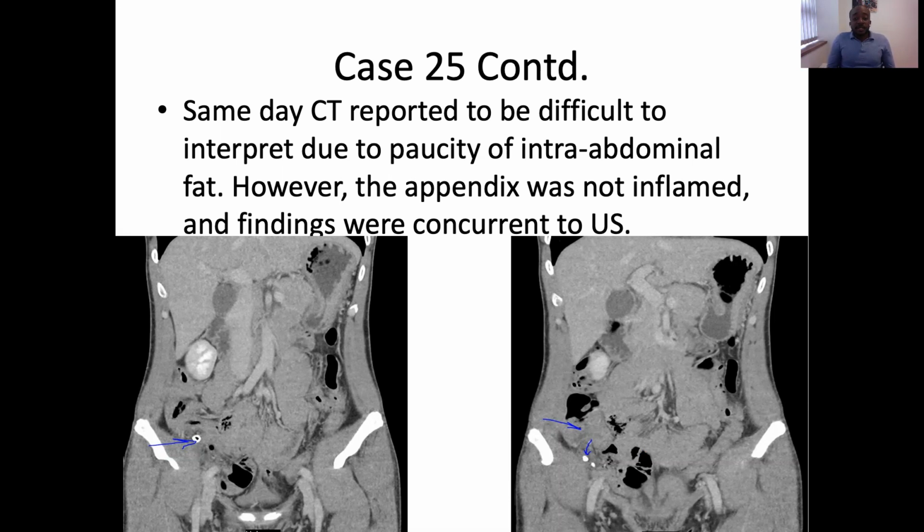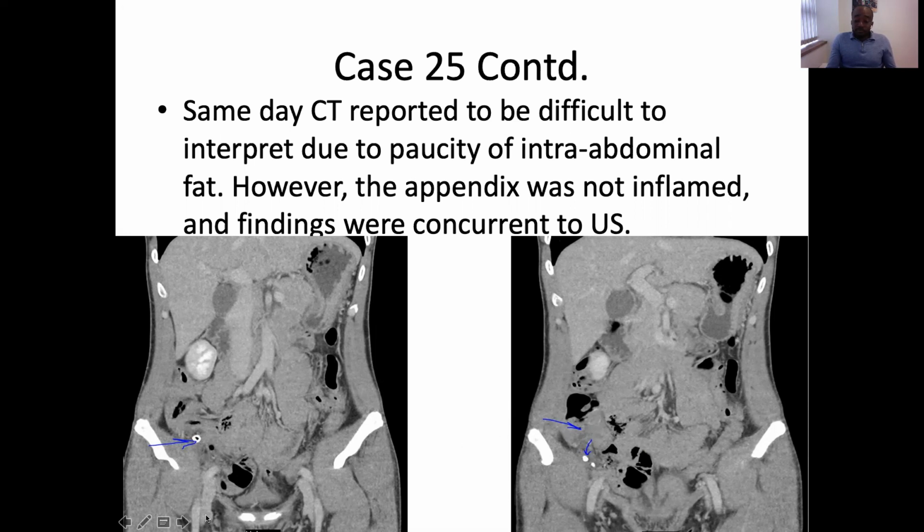So we had a CT scan, and CT was reported to be difficult to interpret due to reduced intraabdominal fat. However, the appendix wasn't inflamed, and the findings were concurrent with ultrasound. So you can see the appendicolith there at the base of the appendix. They also found the appendicolith. They didn't think the appendix was inflamed. On CT it was confirmed that the cecum was also enlarged with some inflammation around it.